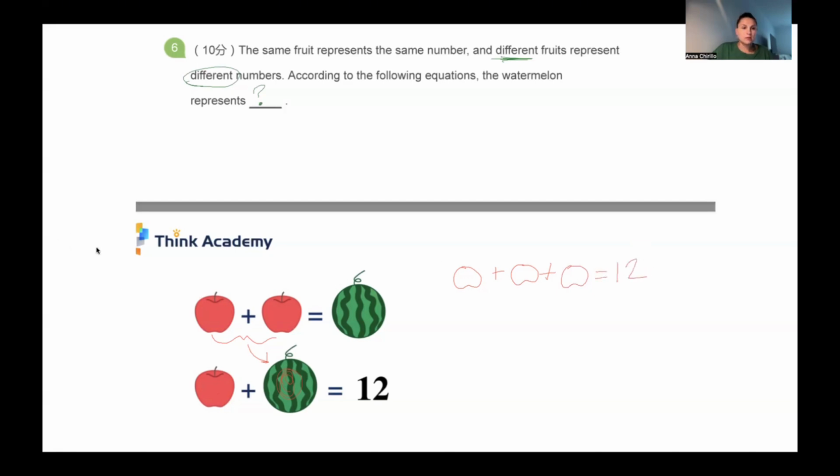I'm going to put some stems on my apples to make them look a little more like an actual apple. I'm not an artist. So here's our apples. And our three apples are equal to 12.